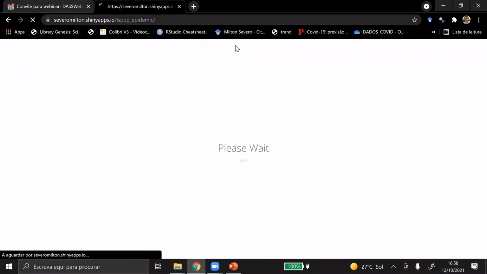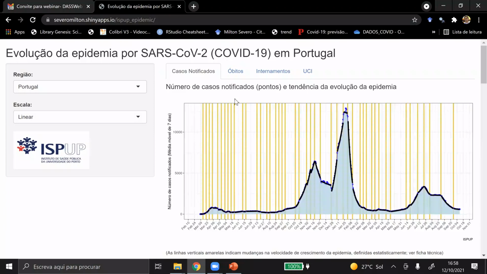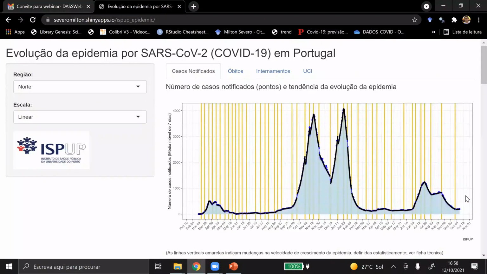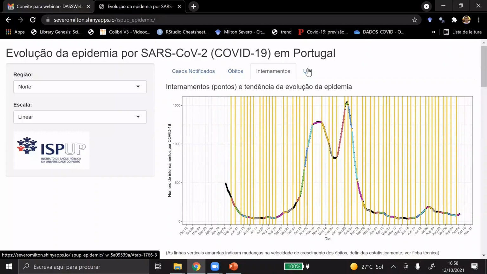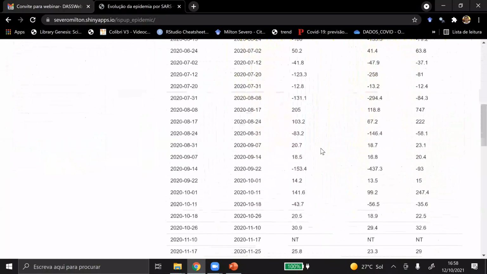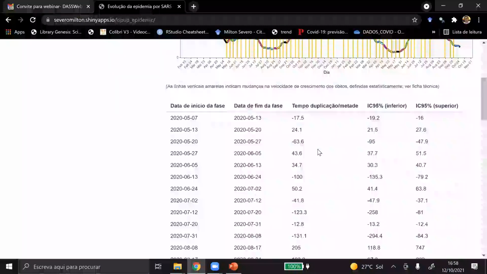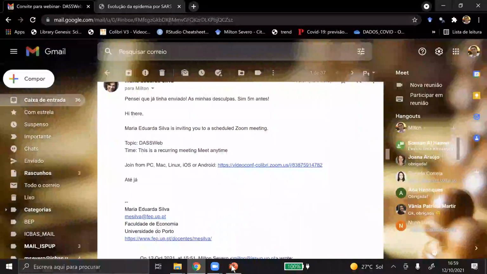But if it doesn't take too much time, I don't know if my connection with Zoom is very fast. The idea is I created this for my boss to see how was the evolution in the North region at this moment, what it is in terms of deaths in the North region, how were the hospitalizations. So you can do this in our Shiny app, which can be very dynamic. We have here the duplication time. We have here our prediction for the next 15 days, not 7. I didn't change this. But the idea is we can do a lot of things when we are visualizing.